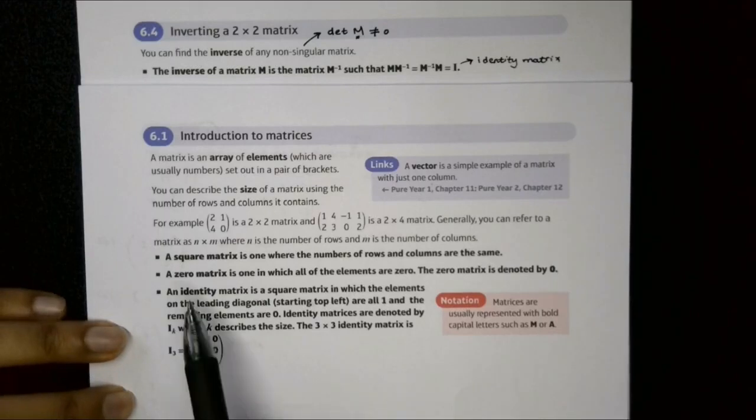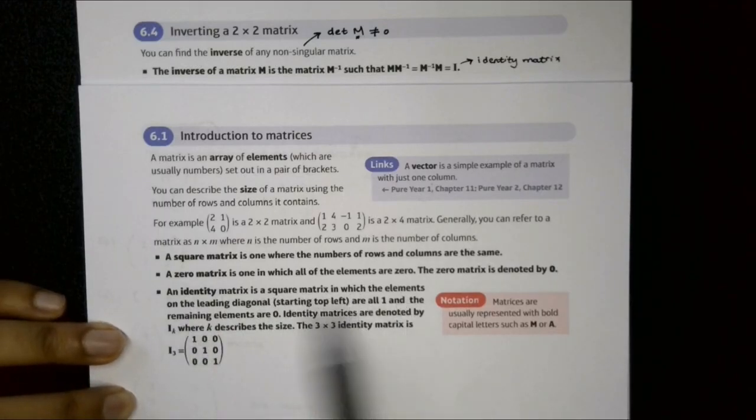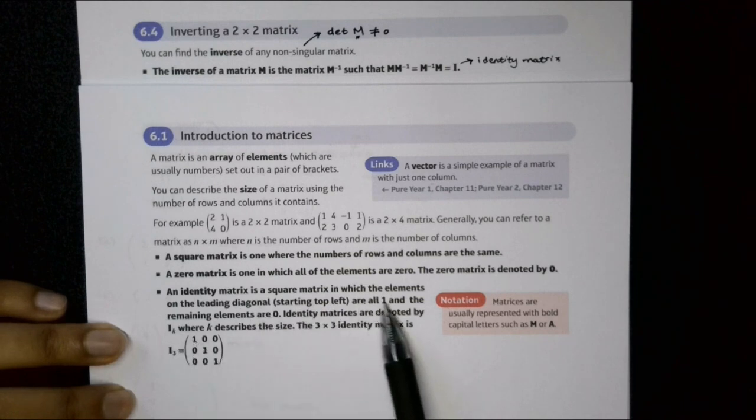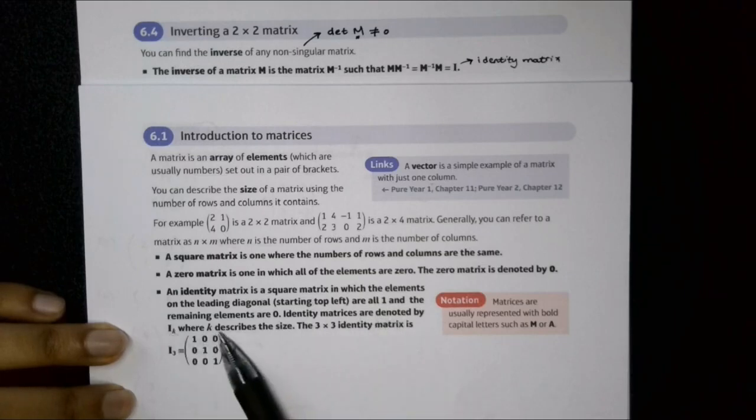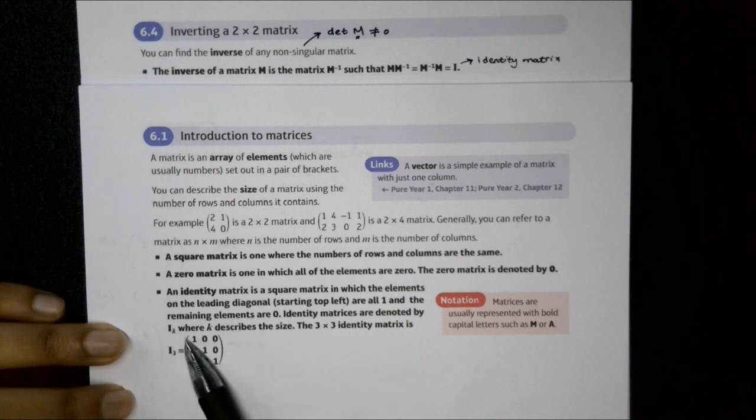Now you may recall, an identity matrix is a square matrix in which the elements on the leading diagonal, starting top left, are all 1 and the remaining elements are 0. And identity matrices are denoted by I_k, where k describes the size of the matrix. So if we have I_3, that will tell us we have a 3x3 identity matrix. Along the leading diagonal we have 1s. The rest of the elements are 0.